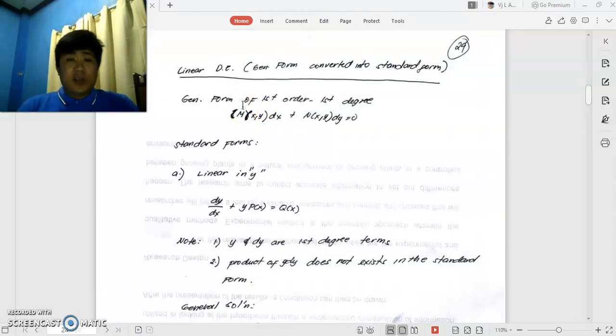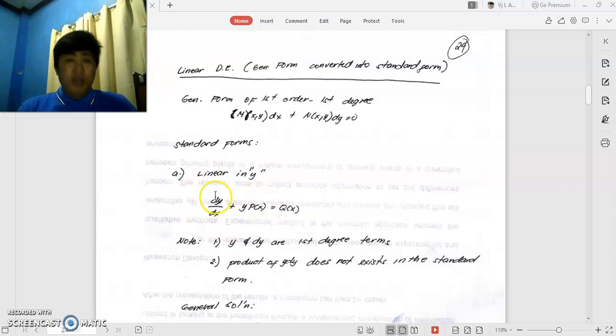As we know, the first order first degree differential equation has this general form, M of xy dx plus N of xy dy equals 0. So we will be using two linear differential equations. The first one is linear in y and the other one is linear in x. The linear in y has this standard form: dy over dx plus y P of x equals Q of x. So our target here is that our given differential equation will be transformed into this form.